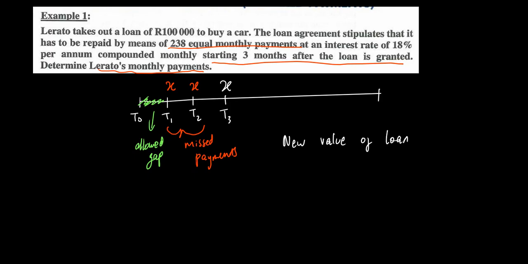So instead of saying we lent Lerato 100,000, we are now going to increase that 100,000 by the number of months she missed. So the new value of the loan is going to be A equals P into 1 plus i to the power n. This is the formula you use to increase the original loan.